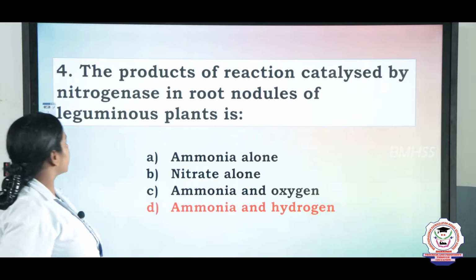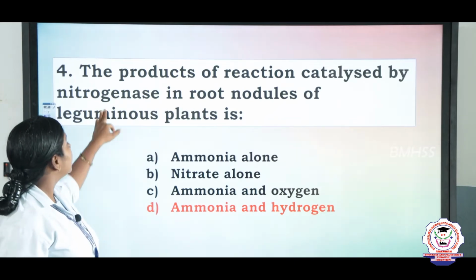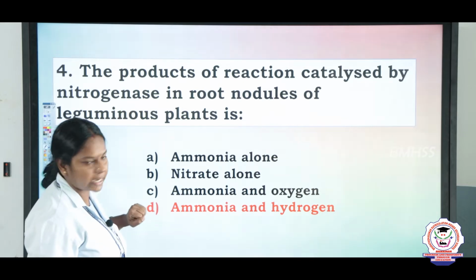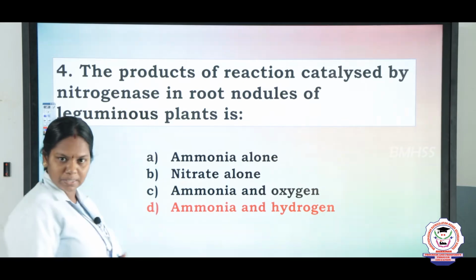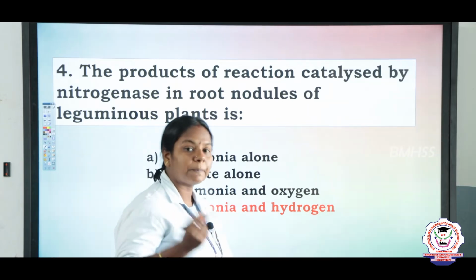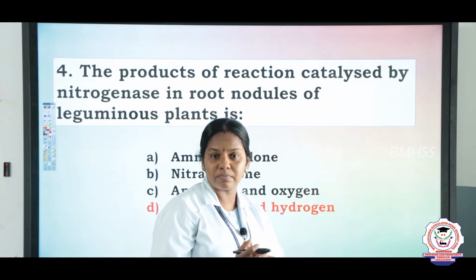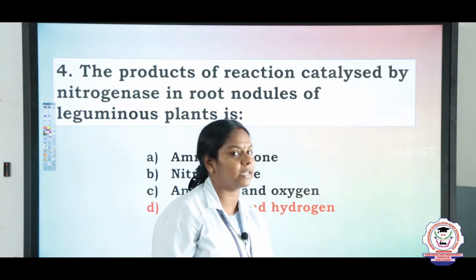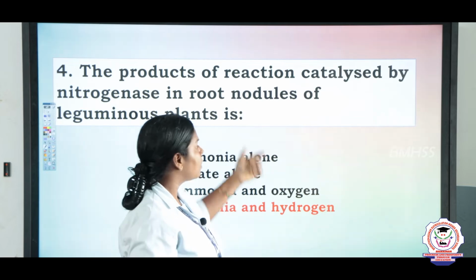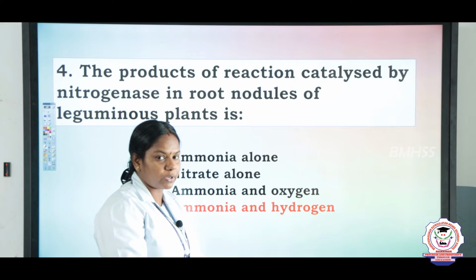So the fourth question: the products of the reaction catalyzed by the nitrogenase enzyme in the root nodules of the leguminous plants, right? In the root nodules, leguminous plants means what, children? Pea plant, all the pea varieties, pulses, all come under the leguminous plants. And what bacterium is present there? Rhizobium, responsible for fixing the atmospheric nitrogen.